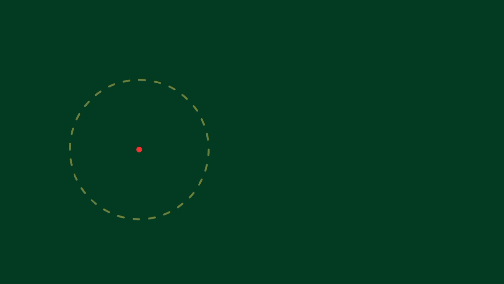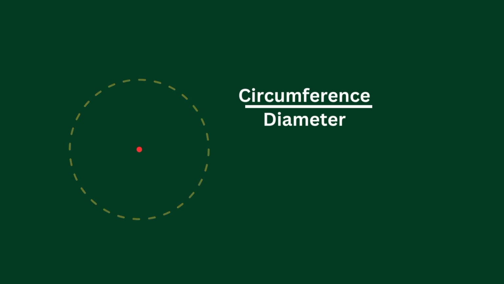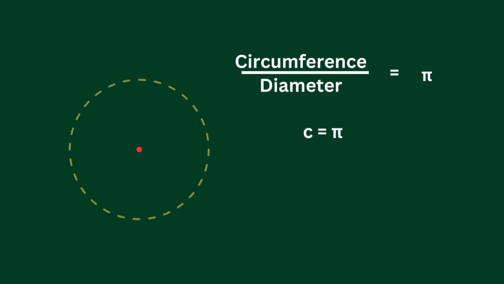Now we will study the relationship between radius, diameter and circumference. The ratio of the circumference of any circle to its diameter is a little over 3 and remains constant. This constant is represented by the Greek letter pi. Pi is taken to be 22/7 or 3.14. If radius is r, diameter is d and circumference is c, then c is equal to pi d. Also c is equal to 2 pi r.